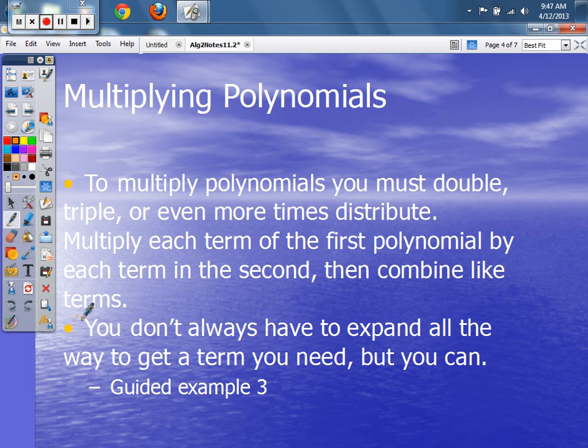Okay, when we multiply polynomials, you must double, triple, even more times distribute. Multiply each term of the first polynomial by each term of the second, and then you're going to combine your like terms. Sometimes they get messy. You don't always have to expand all the way to get a term you need, because sometimes they're just going to ask you for a specific term, but you can. You still have that option. To be honest, most times I do go ahead and distribute all the way out because I'm pretty good at that, and I'm less likely to make a mistake if I'm very systematic. When I start trying to shortcut my way through things, then I usually do mess up.